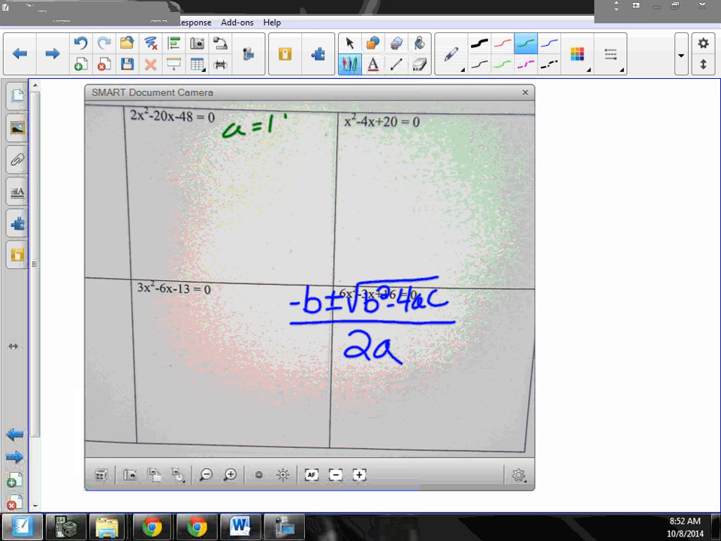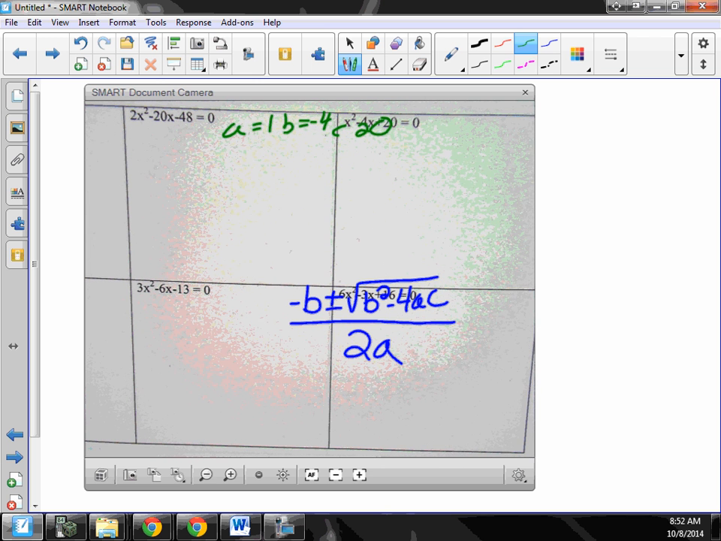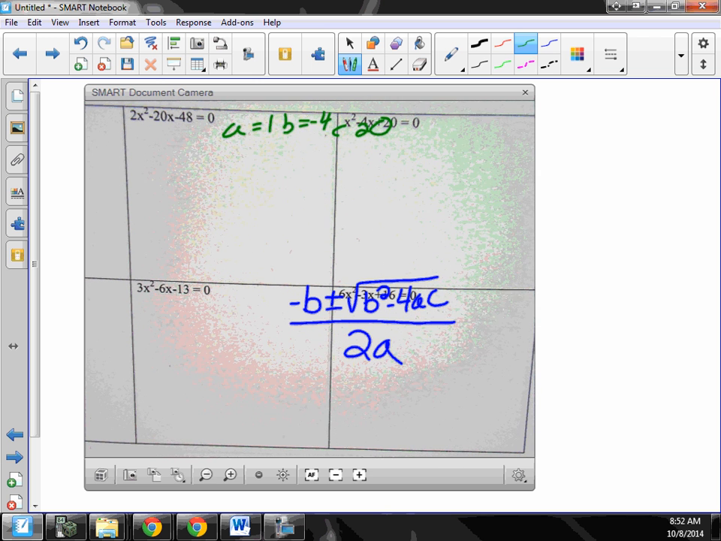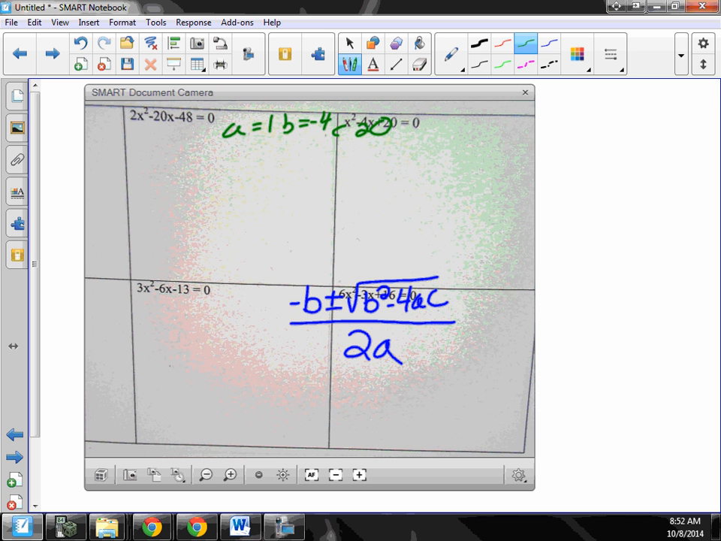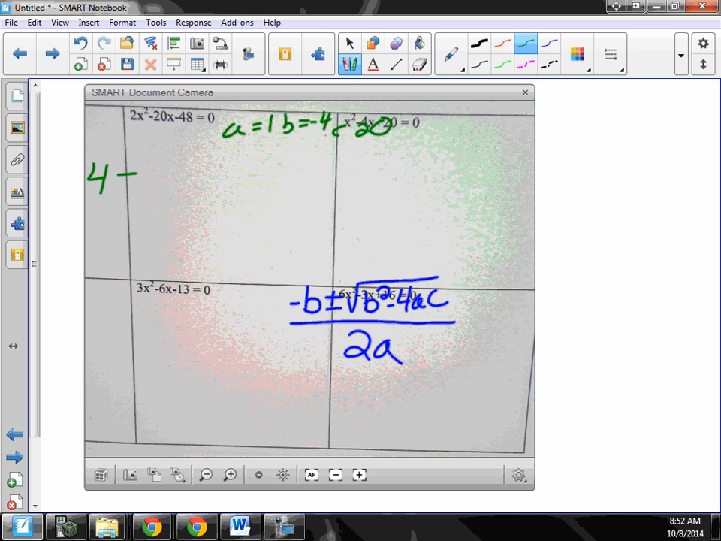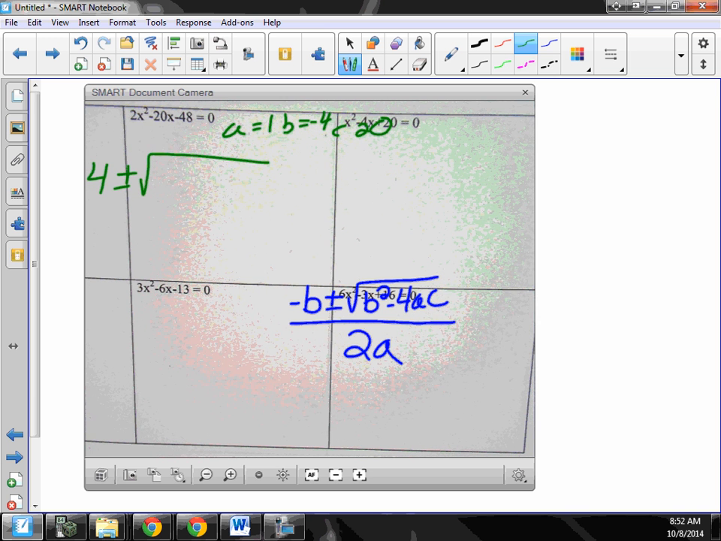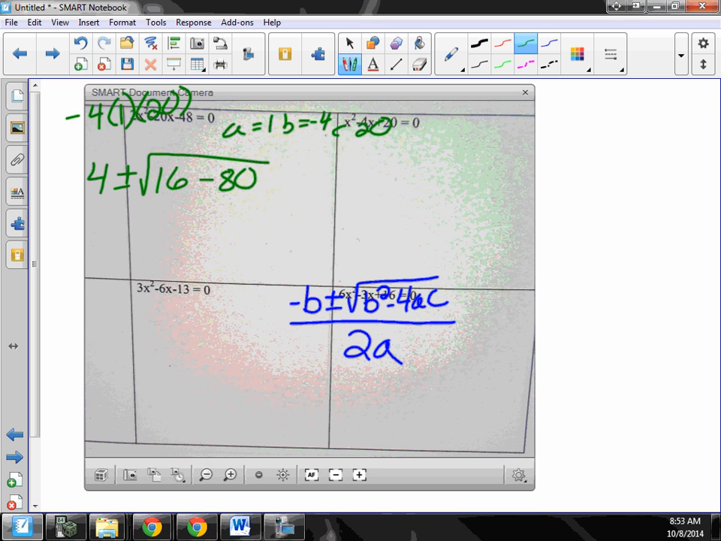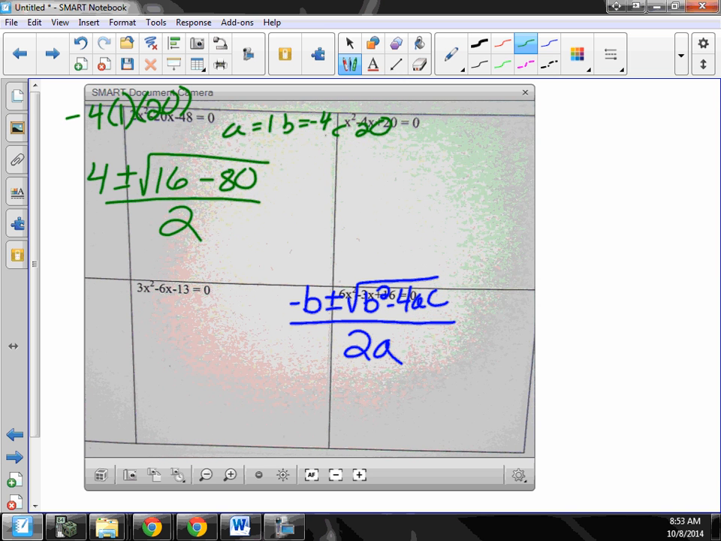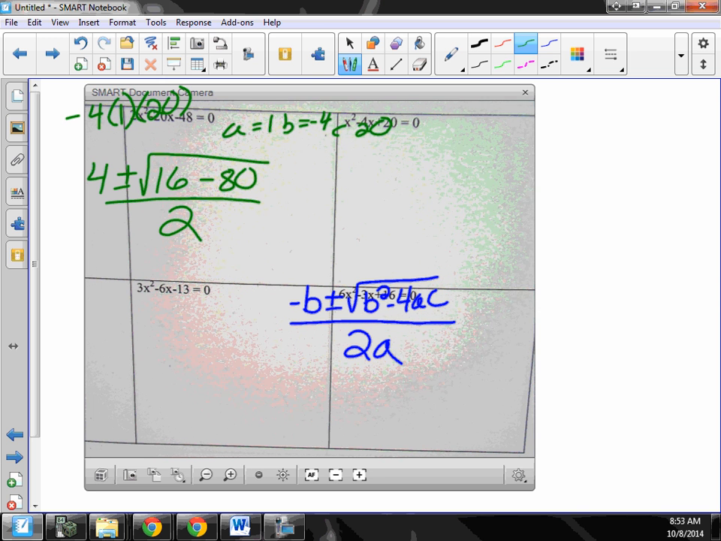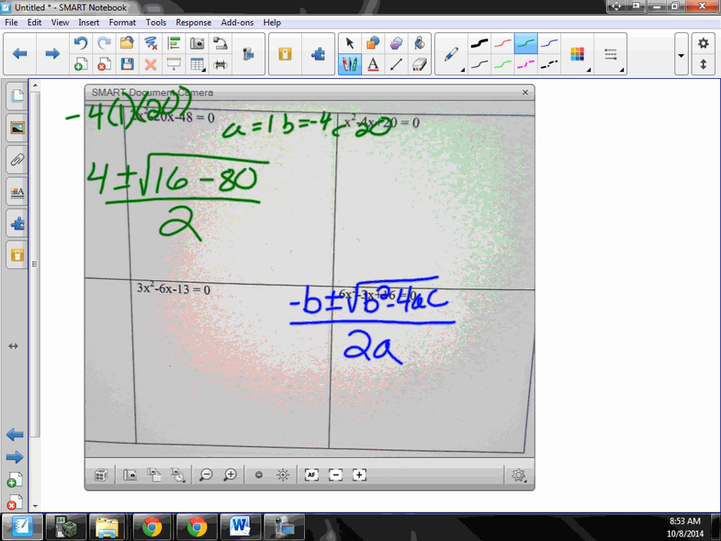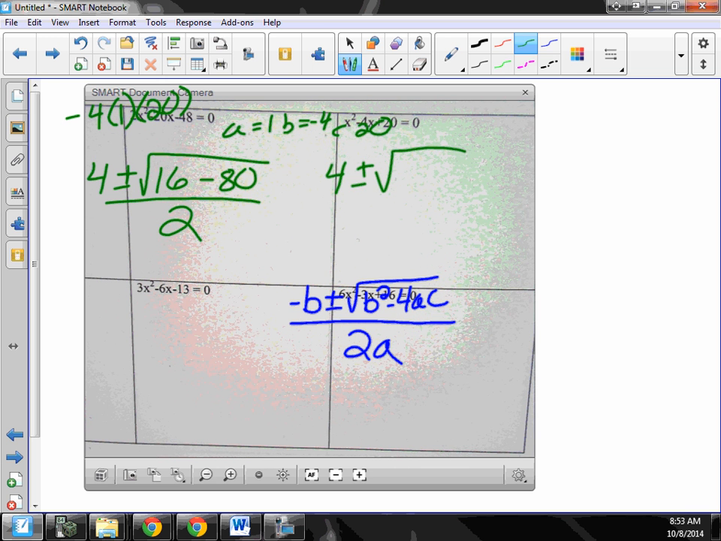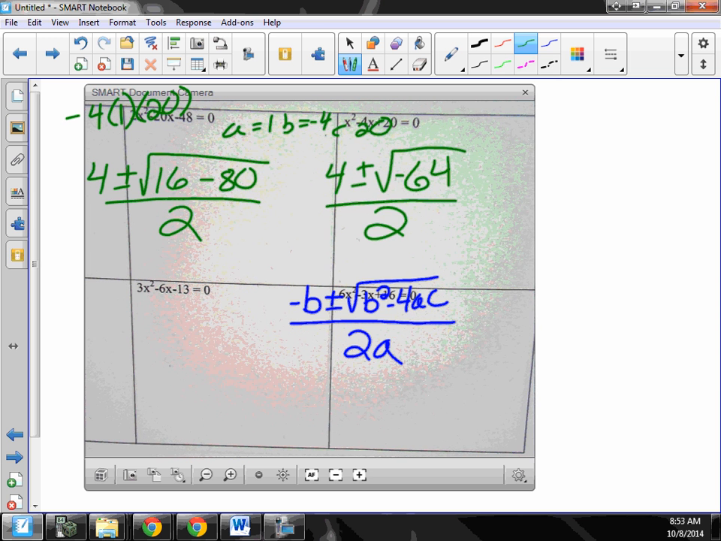So A is 1, B is negative 4, and C is 20. So what's that? The third one? Yeah. So negative B is 4 plus or minus the square root of B squared is 16 minus 4 times 1 times 20. So that would be minus 80 over 2 times 1 is 2. Everybody okay so far? So 4 plus or minus the square root of, what is that, 64, negative 64? What is the square root of negative 64?